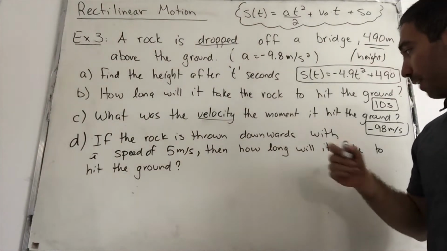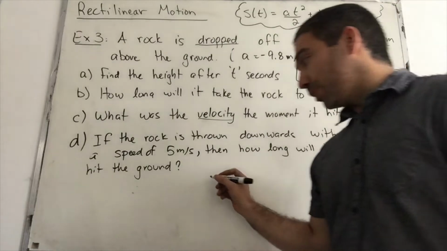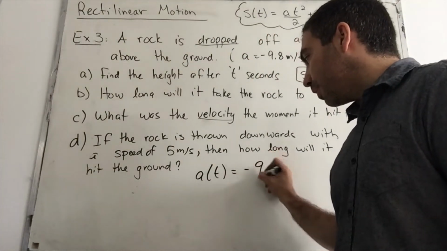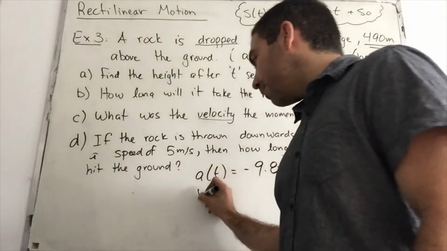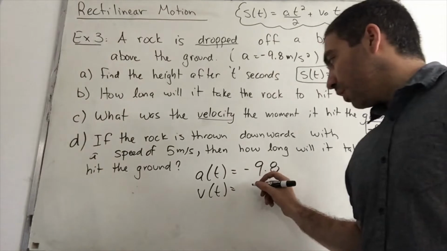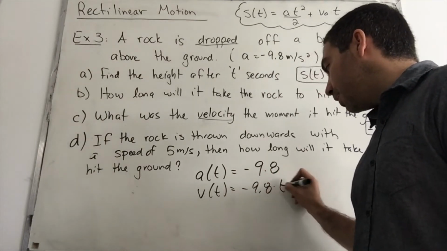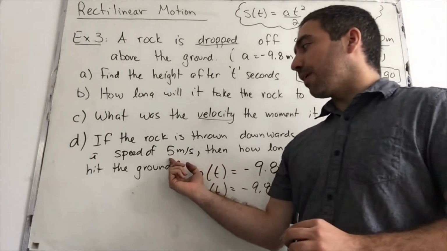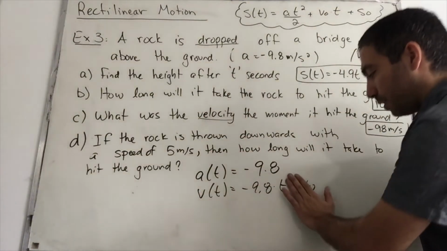So we have to create the equation again. It's a new equation now because it's a different situation. So a of t, we're still on planet Earth where the acceleration is negative 9.8 meters per second squared. We antiderive, giving us negative 9.8 times t plus our initial velocity. But now we have an initial velocity. It's a speed of 5 meters per second. And since we're throwing it downwards, its velocity in the downward direction, it's going to not be 5.